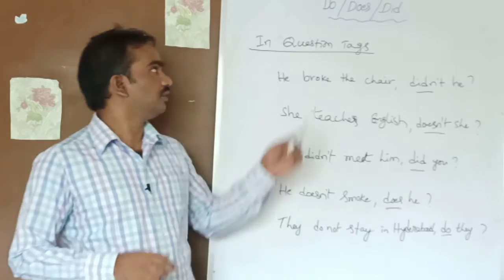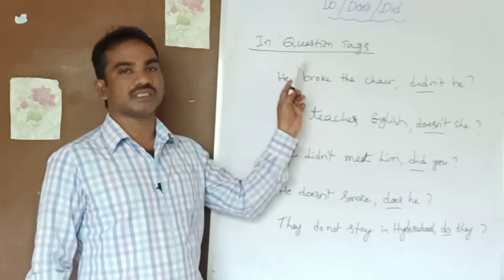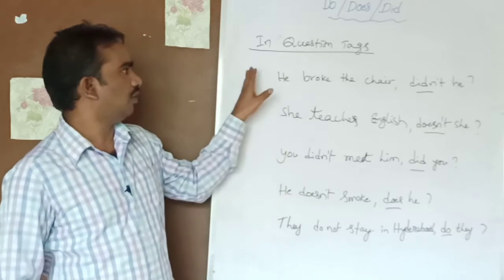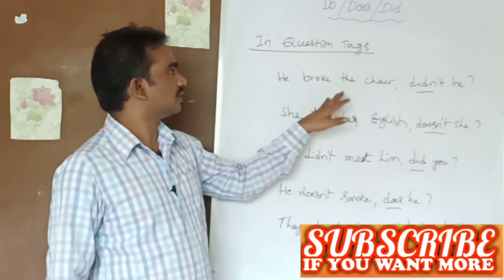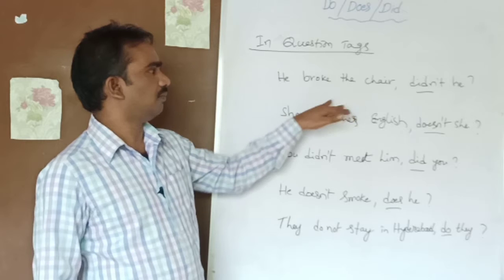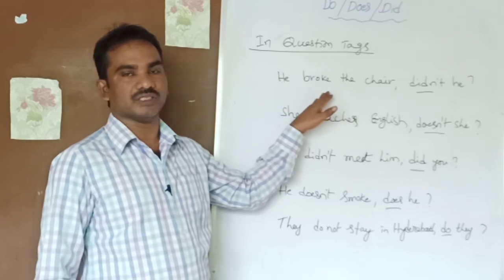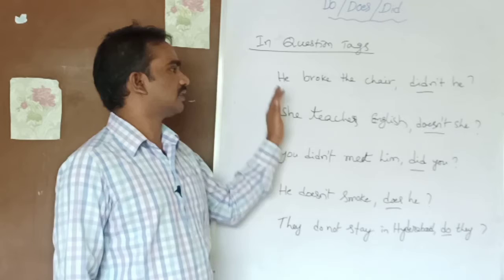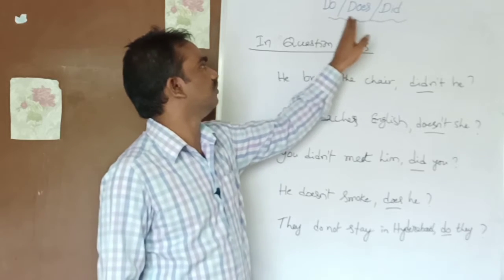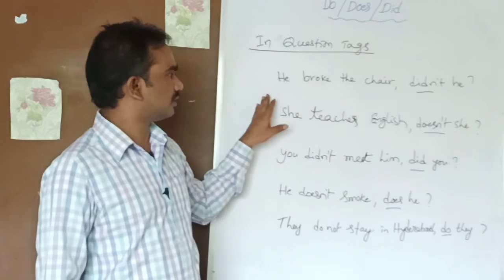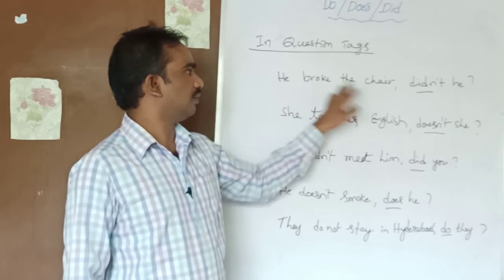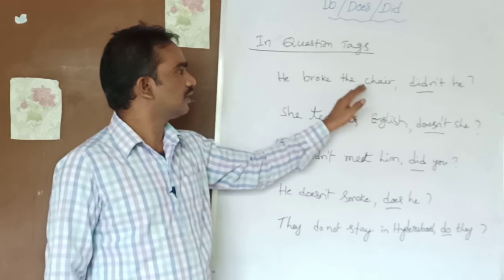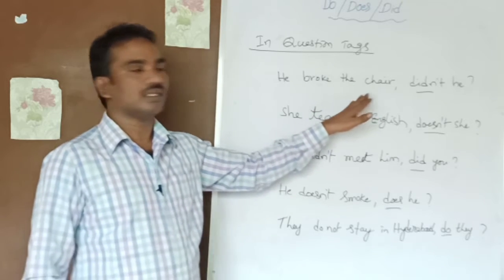So we use do, does, did in question tags also. I hope you know how to use question tags. We use negative question tags for a positive sentence and positive question tags for a negative sentence. So let's look at how we use do, does, did in question tags. He broke the chair. He broke the chair is in which tense? In simple past tense.